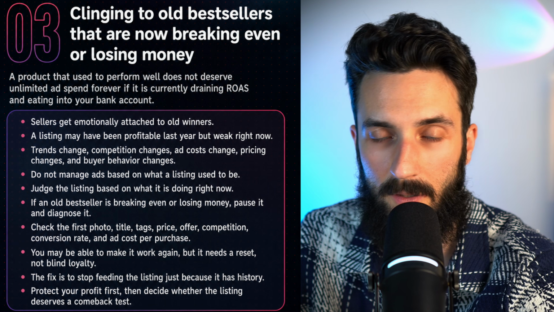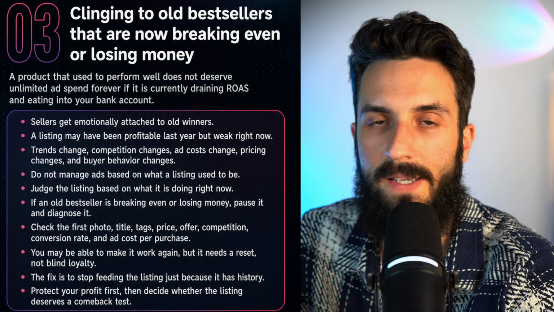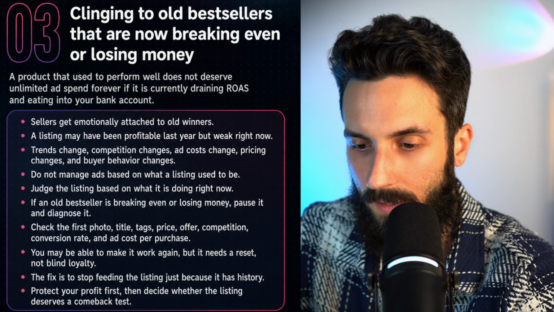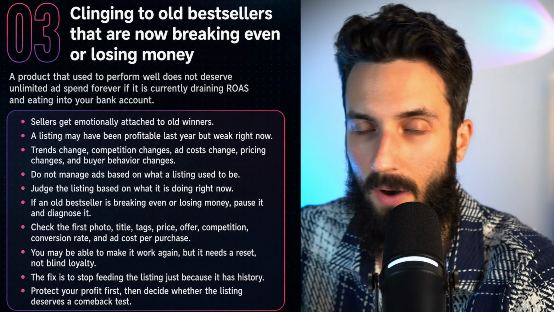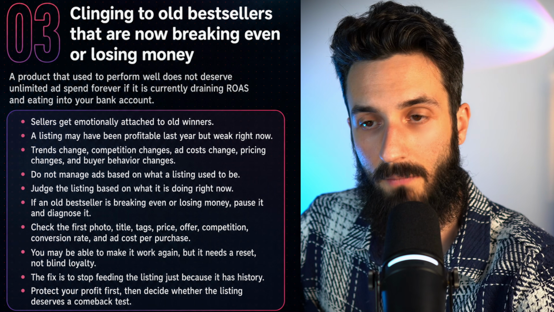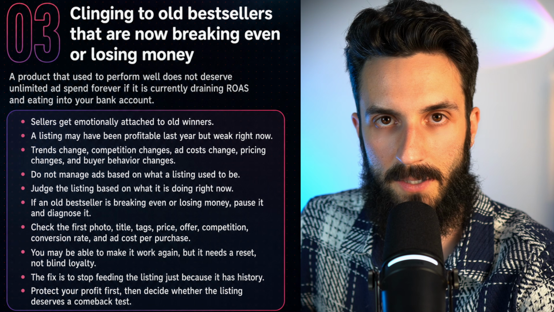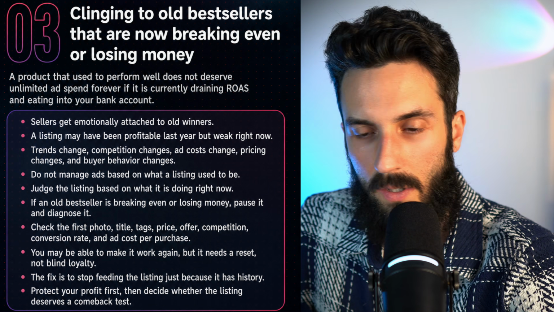First, check all year. If it looks good, keep it, but always be watching it. And if it dies, it dies. Just let it die. Don't manage ads on what a listing used to be. Okay, guys, judge the listing based on what it's doing right now. I like 30 days. So if an old bestseller is breaking even or even losing money, just turn it off and make a duplicate. It can still exist organically. It will likely sell decently organically. So just don't do that.